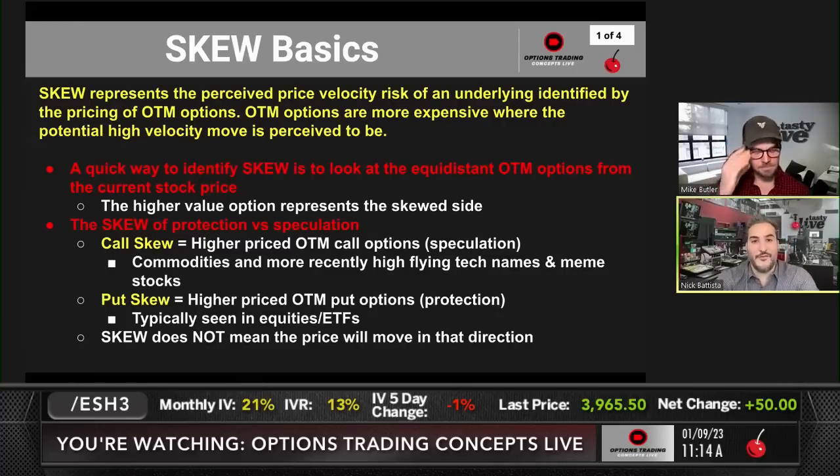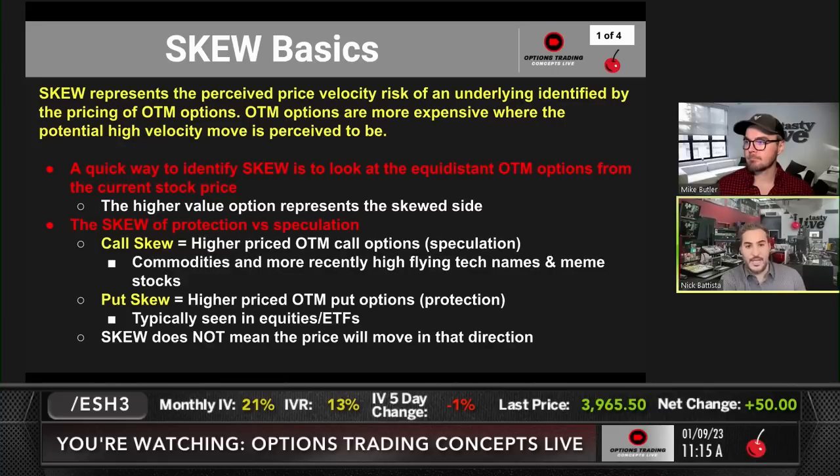So first, a short bit on skew. Skew represents a perceived velocity of price action, the velocity of risk of an underlying, identified by the pricing of out-of-the-money options. Out-of-the-money options are more expensive where the velocity of risk is perceived. A quick way to identify skew is to look at equidistant options, at those deltas and option values. If you go $10 out of the money on the call side and $10 out of the money on the put side, the option trading for more value is the skewed side.